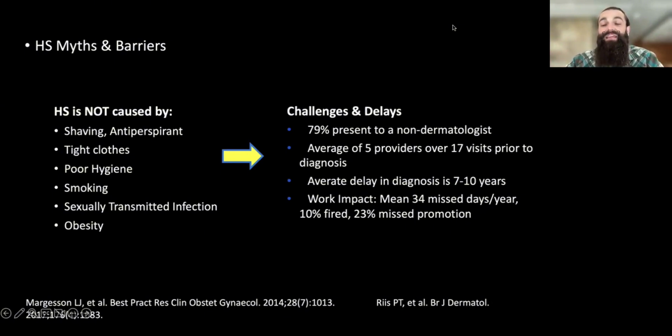And then you can see it can have a big impact on people's ability to work, because if you have a painful flare-up, sometimes you've got to take time off work. You've got to go home. One study showed that people missed about 34 days per year from their HS. So that's like a whole month of work. 10% reported that they were fired because of that. And 23% said they were passed up on a promotion because someone told them, you're missing too much work.